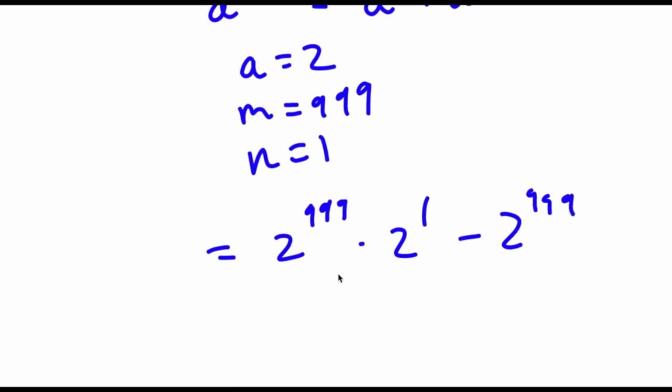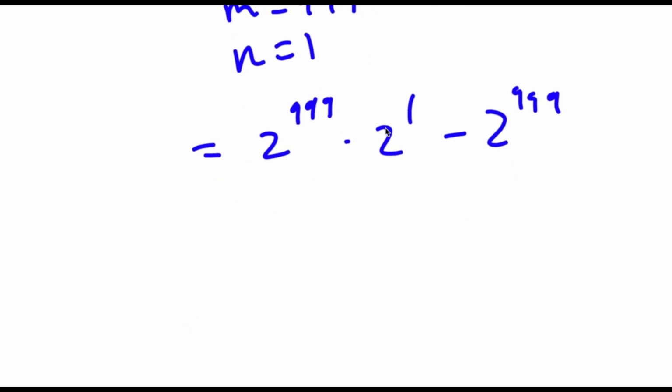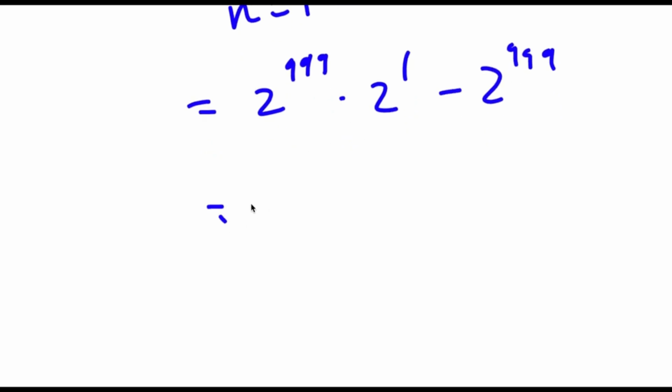Now, to simplify this, I'm going to factor out 2 to the power of 999 because both of the terms have 2 to the power of 999 in them. So now I have 2 to the power of 999 times, well, 2 to the power of 999 times 2 to the power of 1 divided by 2 to the power of 999 is simply going to be 2 to the power of 1. Now I have this minus 2 to the power of 999 divided by 2 to the power of 999 is simply 1.